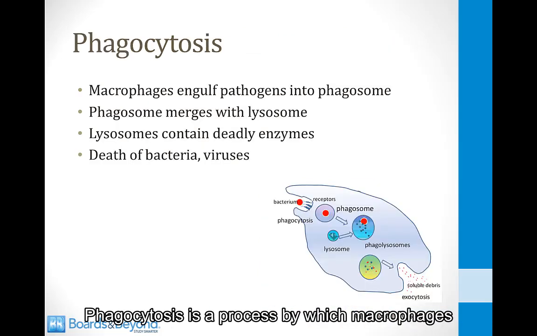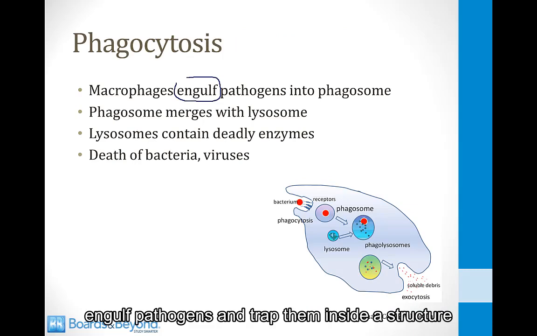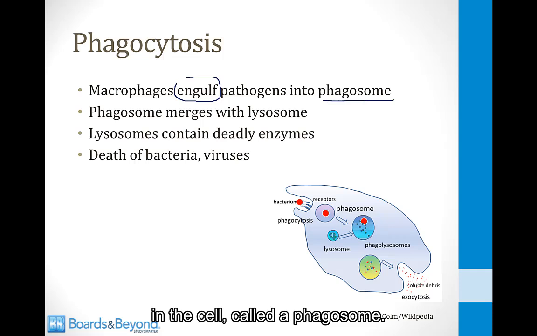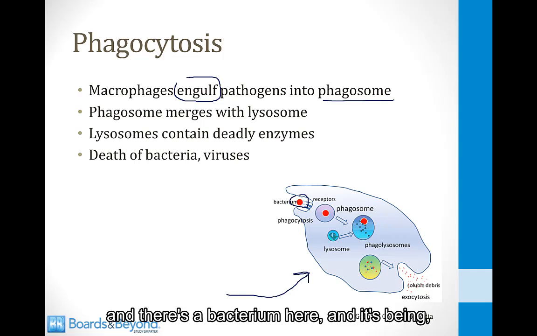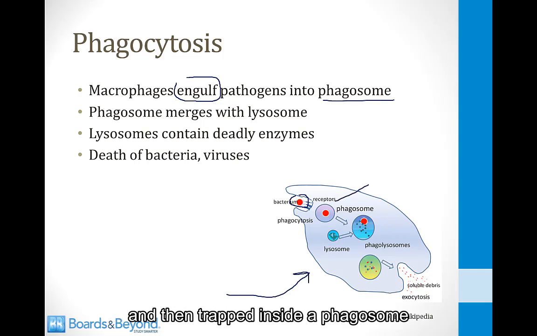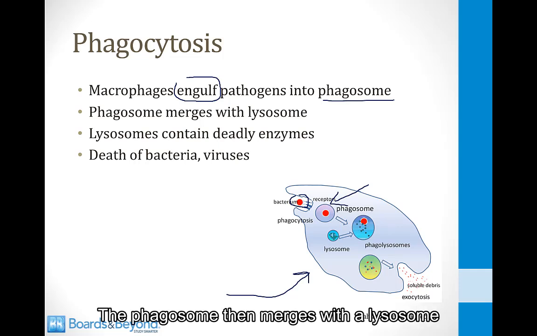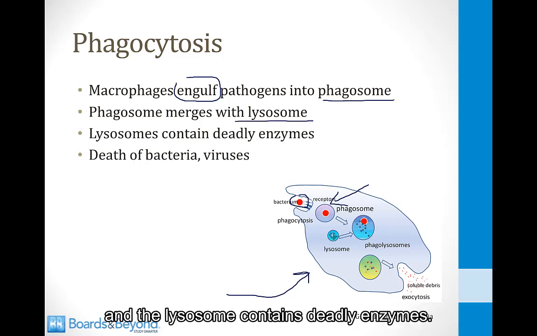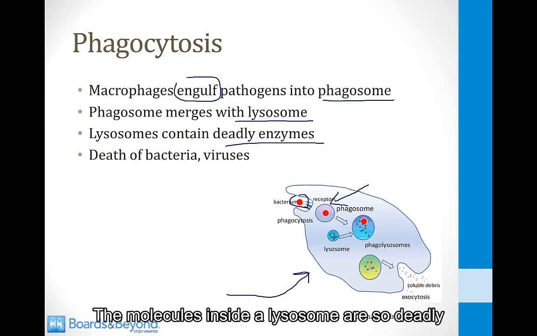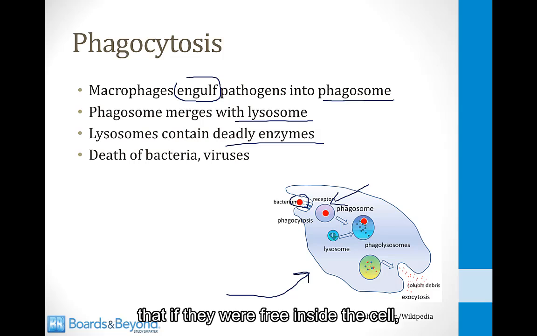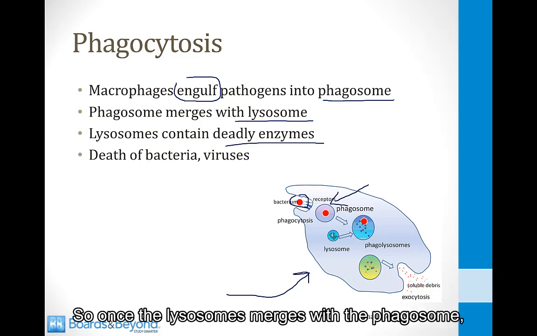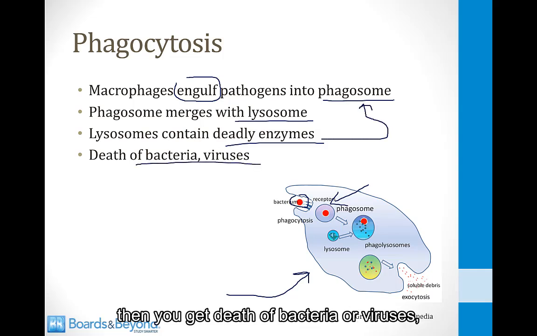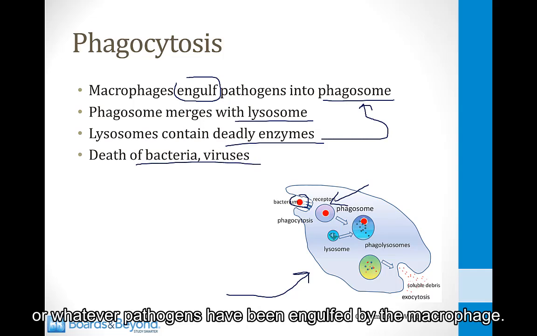Phagocytosis is a process by which macrophages engulf pathogens and trap them inside a structure in the cell called a phagosome. This is a picture down here of phagocytosis, and there's a bacterium here, and it's being essentially eaten by the cell and then trapped inside a phagosome. The phagosome then merges with a lysosome, and the lysosome contains deadly enzymes. The molecules inside a lysosome are so deadly that if they were free inside the cell, they would kill the macrophage, but they're contained inside the lysosome to protect the cell. So once the lysosome merges with the phagosome, you get death of bacteria or viruses or whatever pathogens have been engulfed by the macrophage.